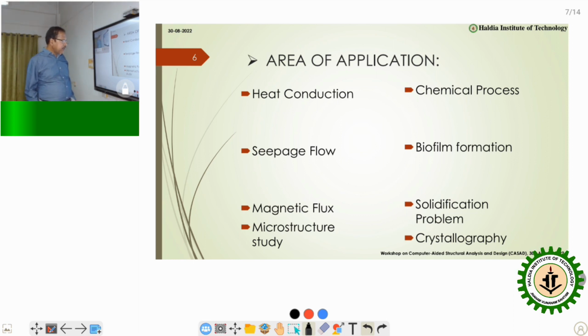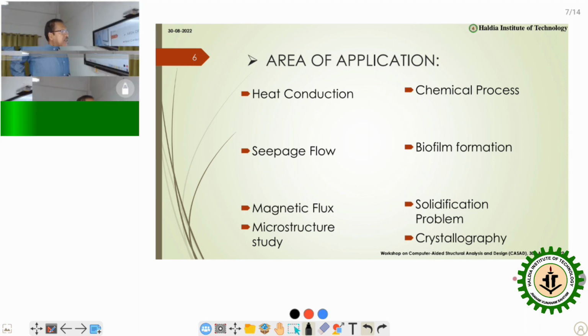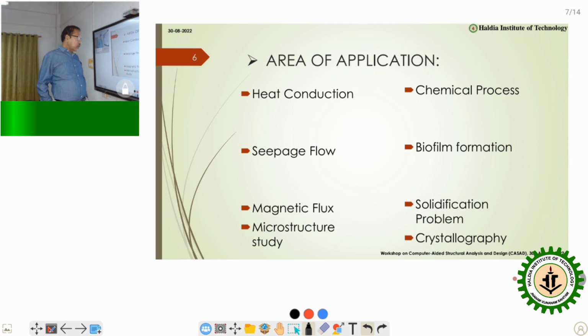Then comes magnetic flux. It's similarly a kind of flow, an electricity type of flow, meaning flux from one magnetic field has to flow through a material to the other end. In that case also, that may consist of different electrical configurations. So prediction cannot be easy by any other method, and we have to resort to the finite element method.